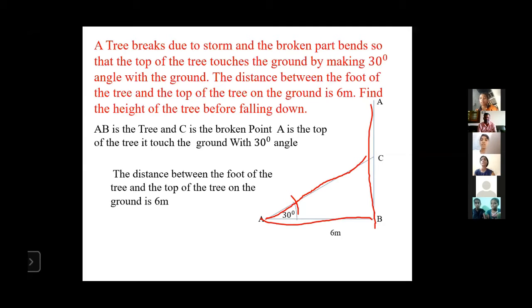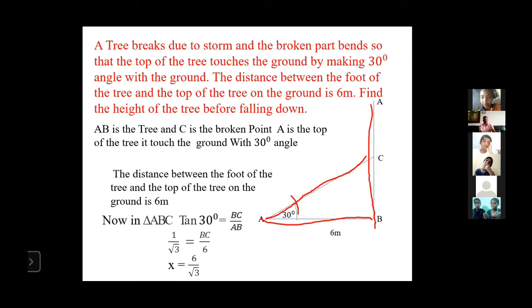Now they have given an angle and one side. They ask to find the height of the tree. Here BC is the non-broken part of the tree. Let's find that side. For this angle, BC is the opposite side and AB is the adjacent side. Again we use tan 30 degrees. In the right angle triangle ABC, tan 30 equals opposite by adjacent, it is BC by AB.